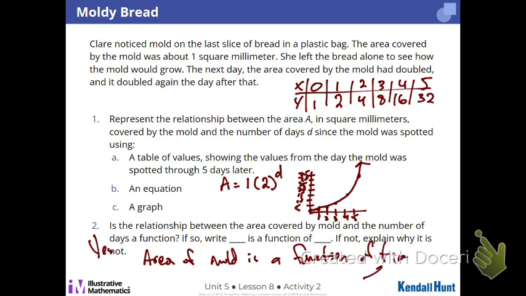So that means time is independent and area of mold is dependent on that time. Technically, time is also a function of area of mold because it's not going to be the same value twice. It does make sense to be a function of the mold in terms of input-output. But I know how the independent and dependent works, yeah. I like what you're saying.